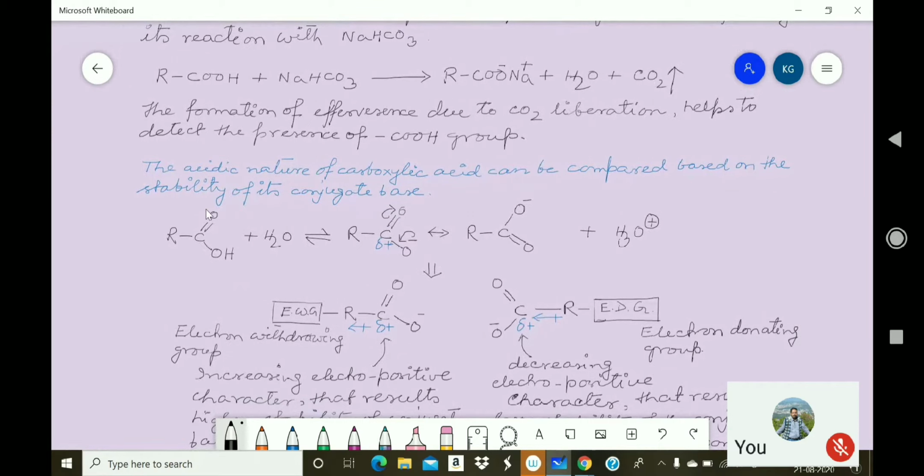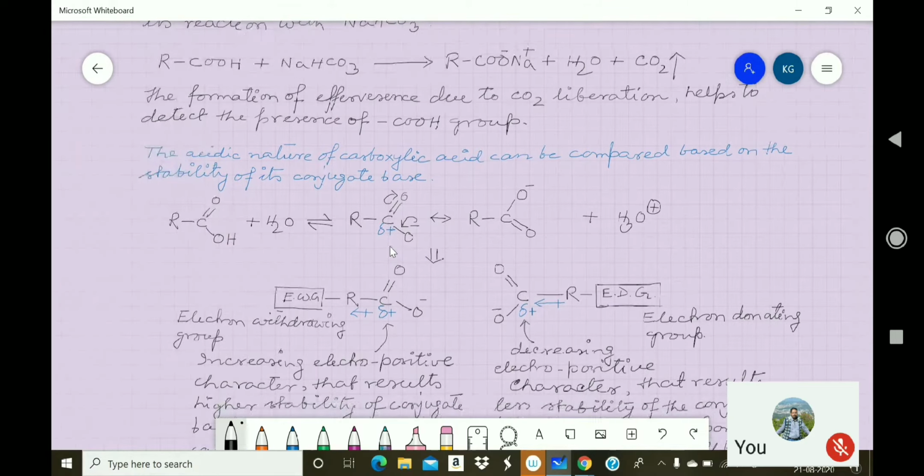That means carboxylic acid in aqueous solution ionizes to form this carboxylate ion, which is resonance stabilized in this way, and the acidic character of the carboxylic acid depends on the resonance stability of this carboxylate ion. The higher the stability of carboxylate ion, the higher will be the acidic nature of the corresponding carboxylic acid. And this resonance stabilization depends on the electropositive nature of the carbonyl carbon of the carboxylate ion group.